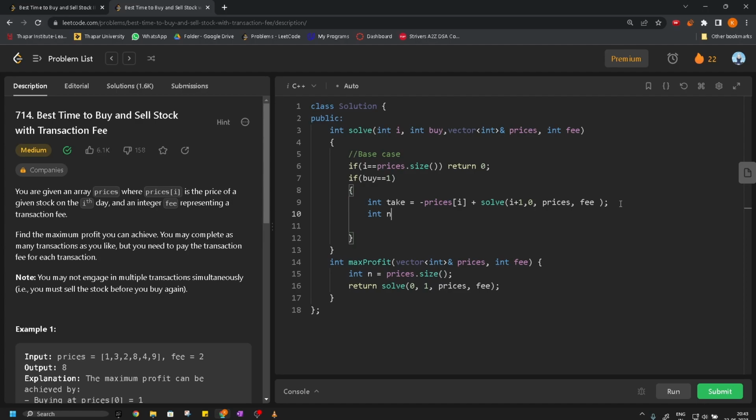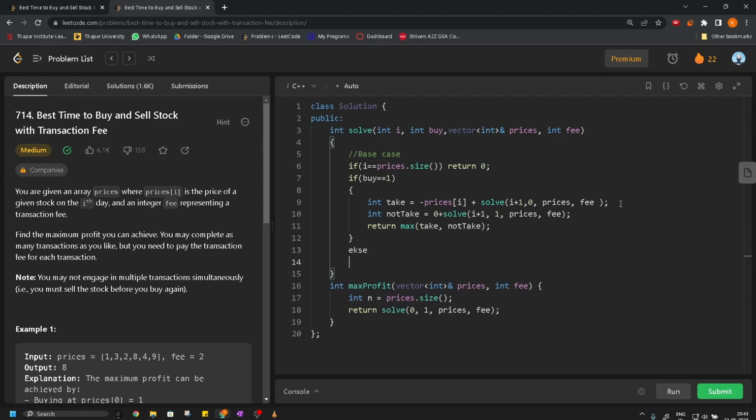So if we do not buy, let's say int not take is equal to, we make 0 profit, and we get solve of I plus 1. Since we didn't buy, we can buy it again. Prices comma fee. And since we have to give the maximum profit, we return the max of take comma not take.